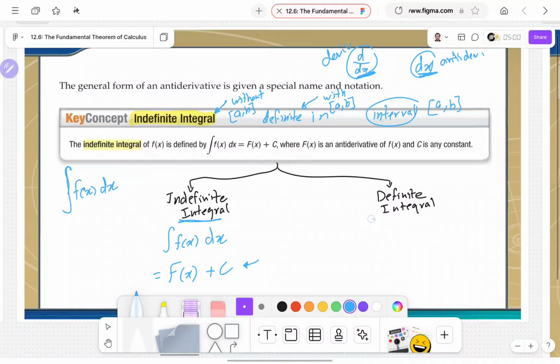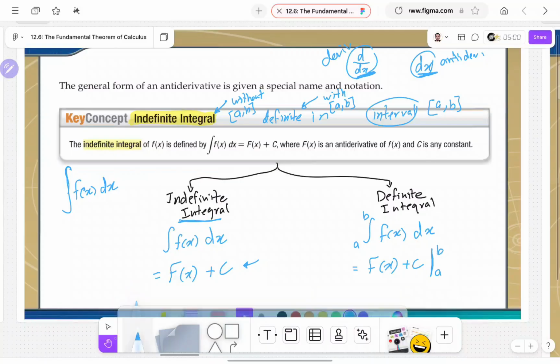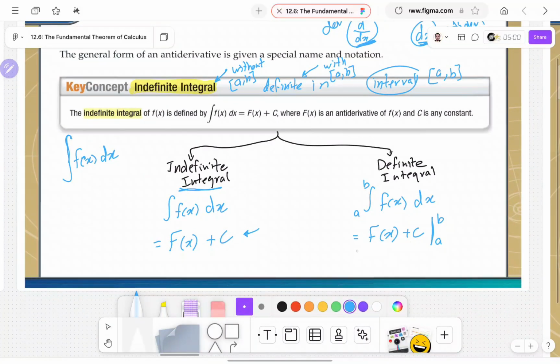Now in the definite integral, the question will give you a and b and the function f of x dx. What you have to do is find first the integration, the antiderivative, plus c. Then put a straight line, and on this straight line put a and b. What does this straight line represent? It represents that this function should be evaluated from a to b. So after you find the antiderivative, you substitute f of b minus f of a. That's it, then you get the answer.